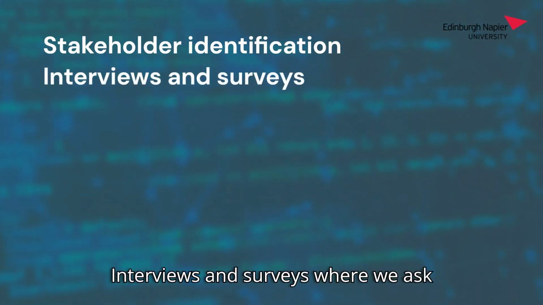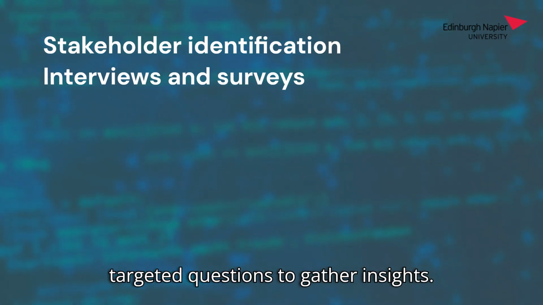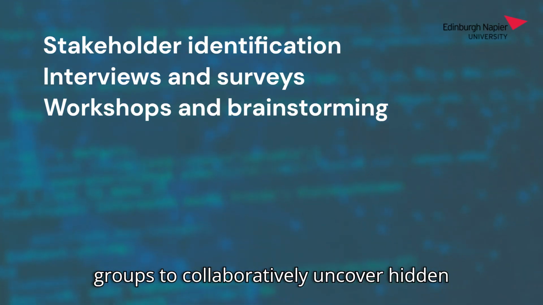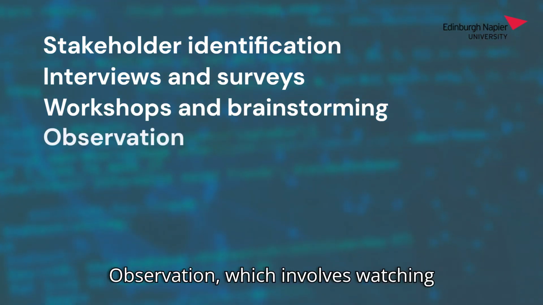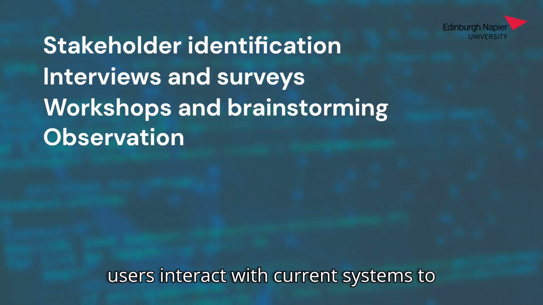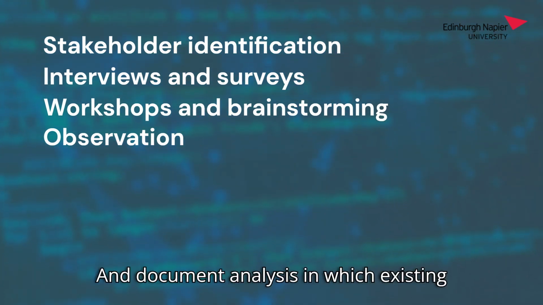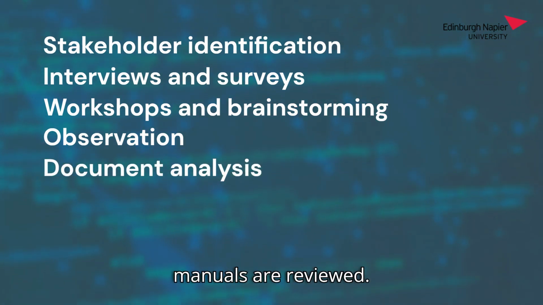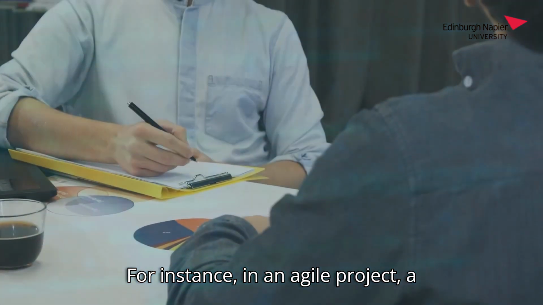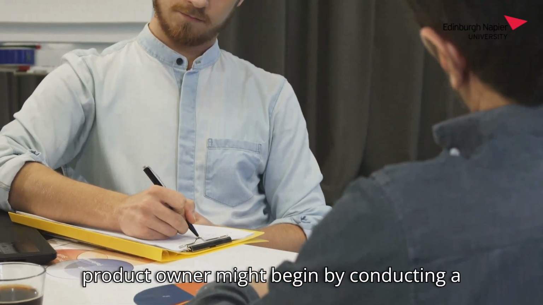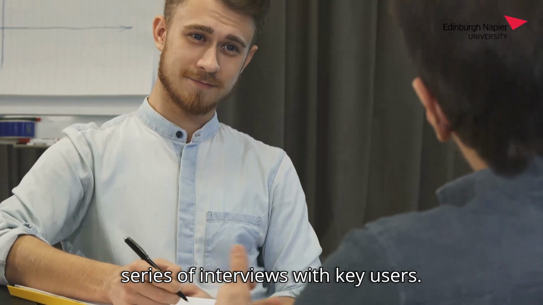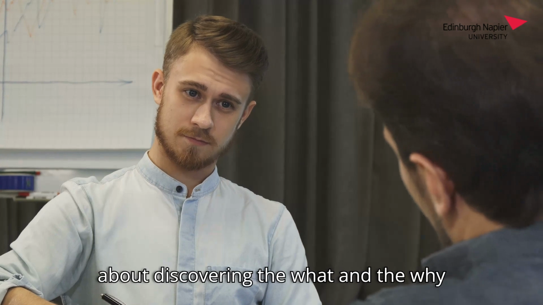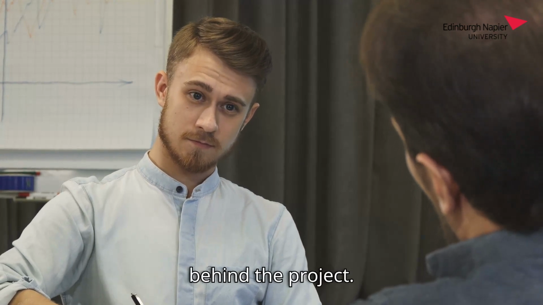Interviews and surveys, where we ask targeted questions to gather insights. Workshops and brainstorming to allow groups to collaboratively uncover hidden needs. Observation, which involves watching users interact with current systems to spot pain points. And document analysis, in which existing materials such as process flows and user manuals are reviewed. For instance, in an Agile project, a product owner might begin by conducting a series of interviews with key users. This initial round of elicitation is all about discovering the what and the why behind the project.